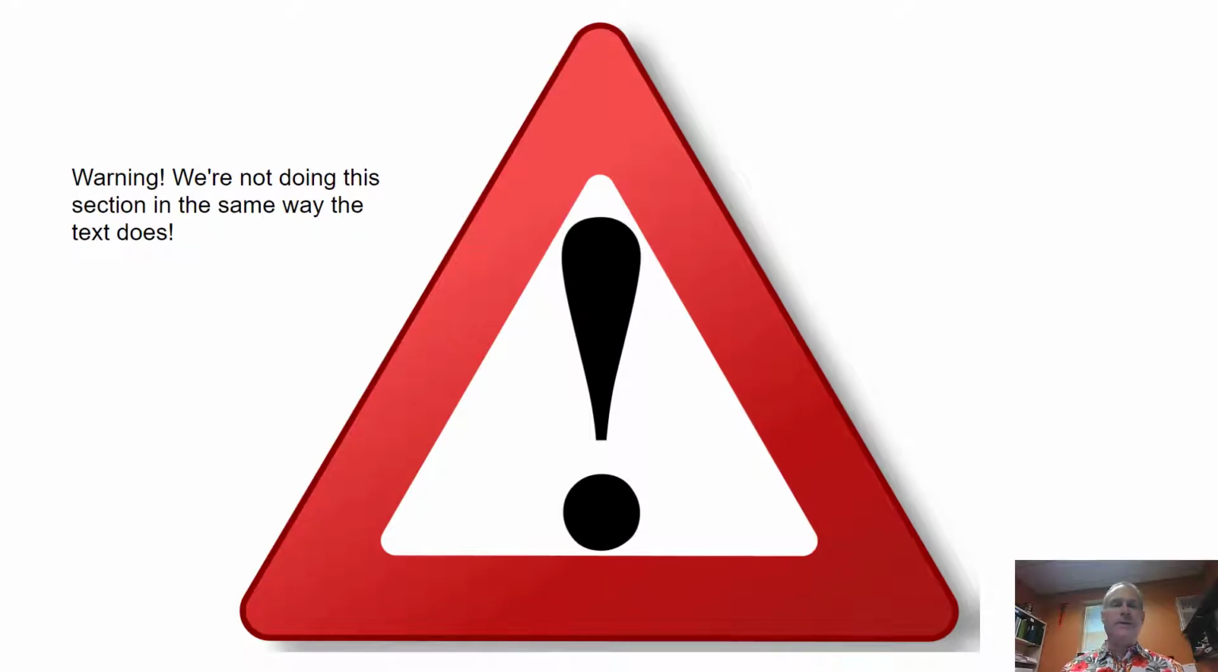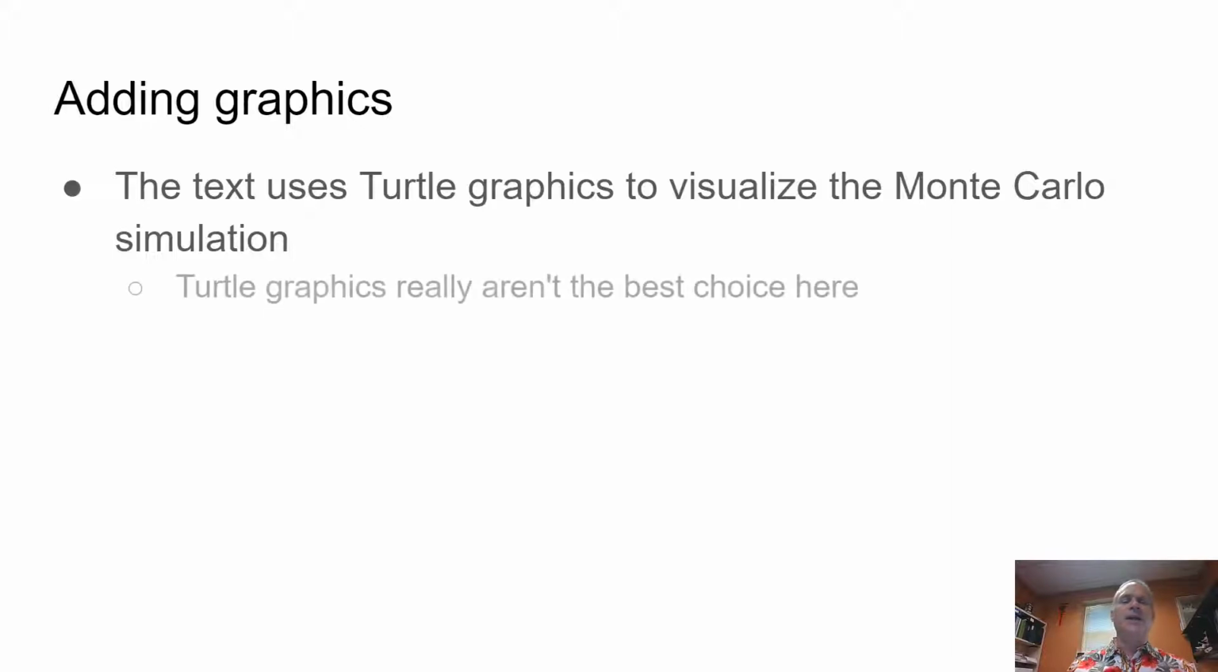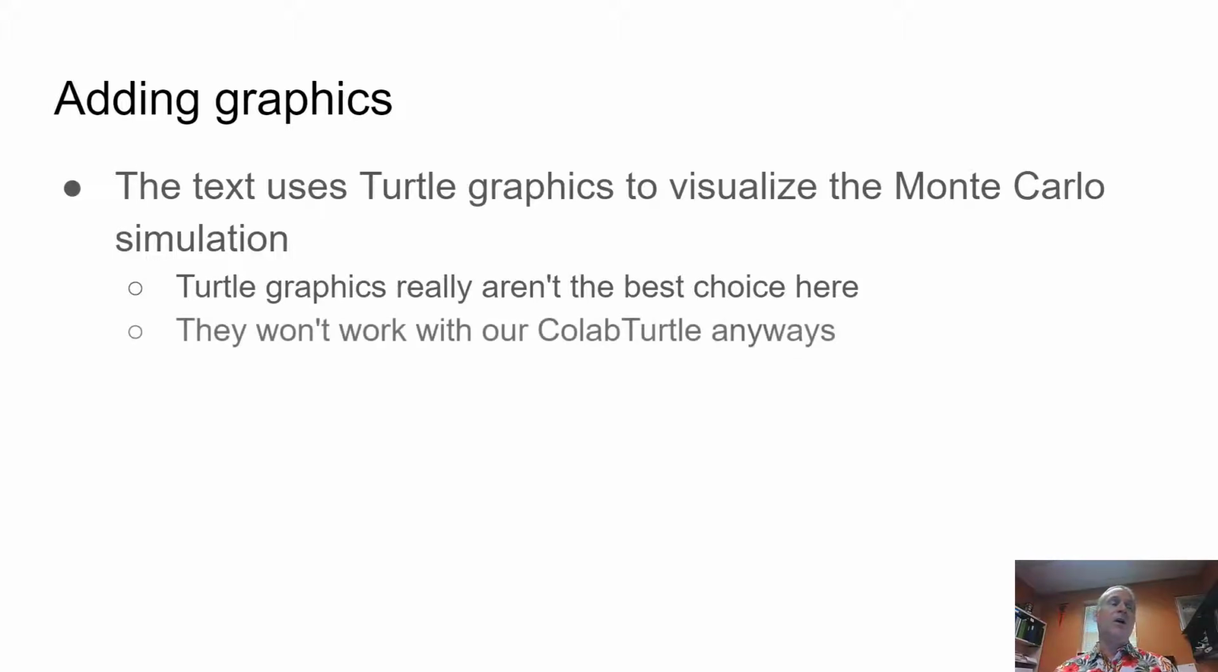Now, I do want to warn you that this is going to be done in a different way from what the text does. The things that are in this video and in the Jupyter Notebook, which is included in the Canvas site, aren't what the text does. The text uses turtle graphics to visualize that Monte Carlo simulation, and that's really a bad choice in terms of the amount of work that you have to do to make that happen. Plus, not all of the statements that are included in the text will work with our Colab Turtle module. So we're not going to do turtle graphics.